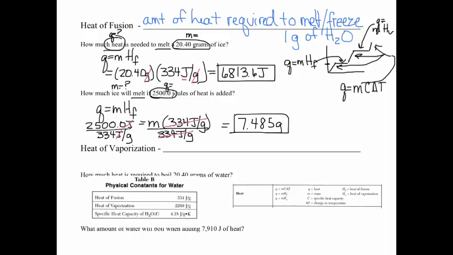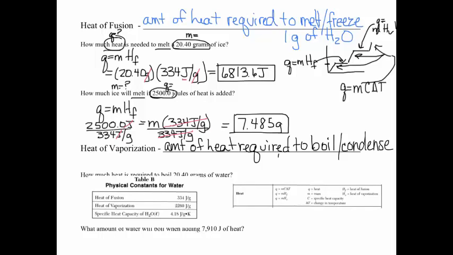All right. The next couple of questions are going to have to do with heat of vaporization. So let's define the heat of vaporization as the amount of heat required to boil. Now, boil would be in the heating curve. Condense would be in the cooling curve. 1 gram of water. Oop. I missed my F there.